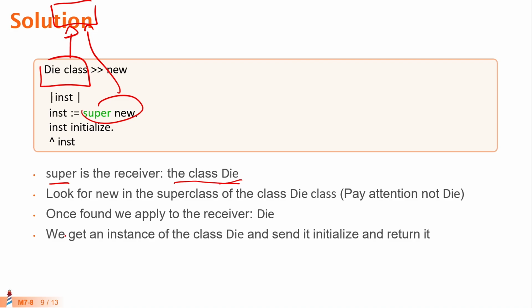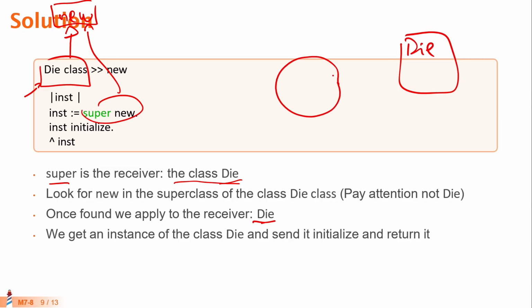Now, once we find that method super new, the new that is probably up in the hierarchy, we are going to apply it to the current instance. So that means that we are going to apply it to the current die class. So die. Executing new on a class will return us a new instance of that class. So once we have the die class, we are going to instantiate it, and that will create a die instance.